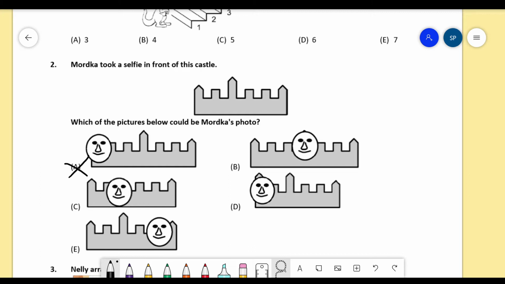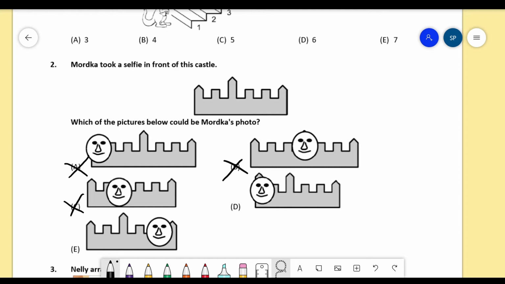B. So looking at B, the first one is pointed, and the second one's also pointed. The second one is box shaped. Here it's box shaped, but the third one is supposed to be a taller point. But looking at it, we know this is not a point. This is in a box shape, which means B is wrong. C. See, first there's a point, there is a point, there is a box shape, there is another box shape. But this higher point should be visible from Mordka's height, and it is not visible at all. That means C is wrong.